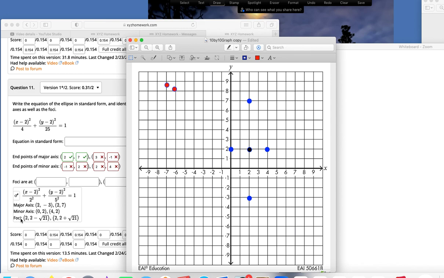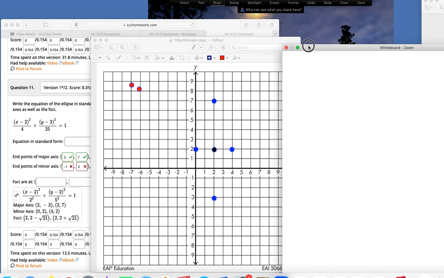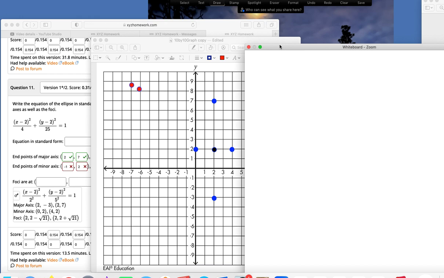So for me, if I just do that quick little sketch, that's a whole bunch easier. The foci, now these are a little bit harder. Let me show you how to do that. So I'm going to scoot this over here, bring that in. So what we need is c to figure out where the foci are going to be.